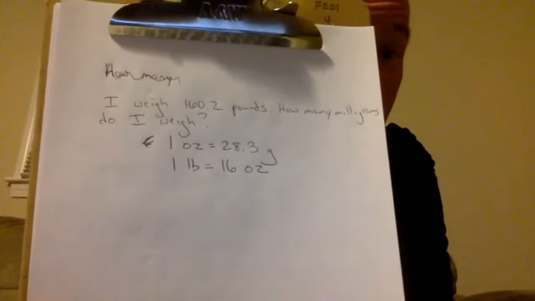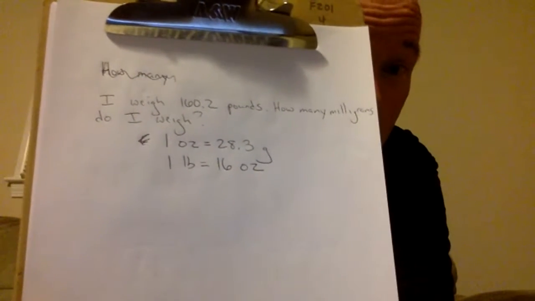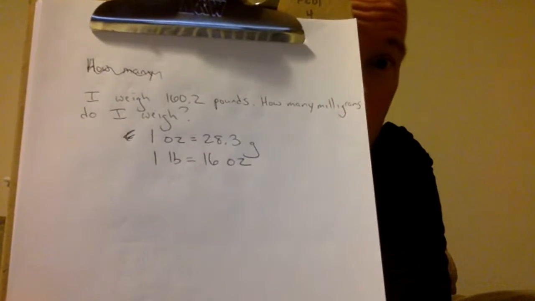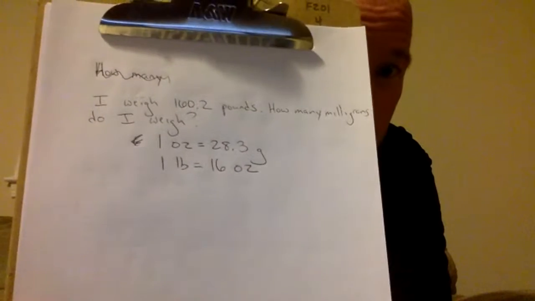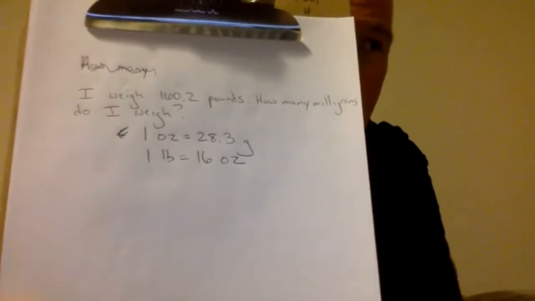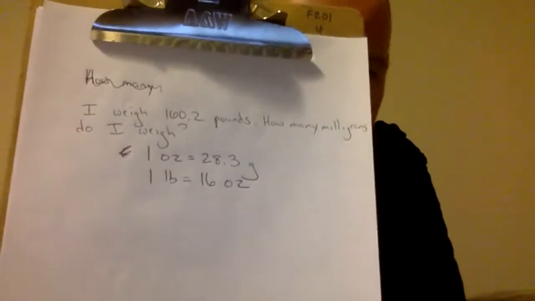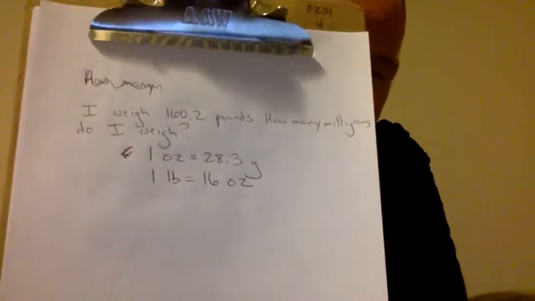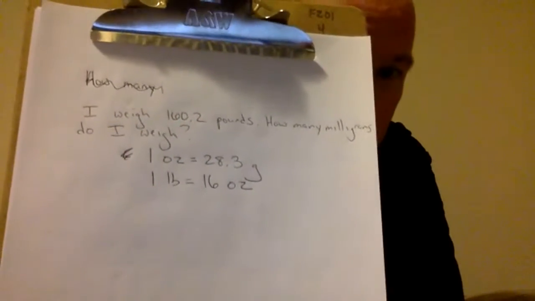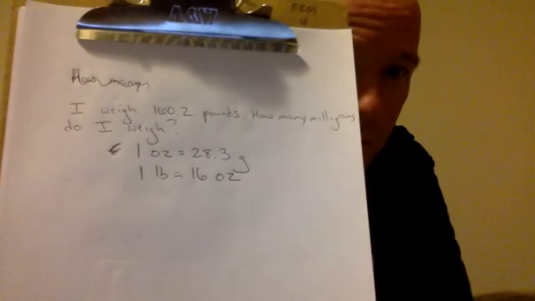So when we do dimensional analysis, there's always a number in the question where we're going to want to start. So read the question very carefully and look for some numbers. Sometimes the number might be written out. So look for a number. In this case, the number is pretty obvious. We're going to start with 160.2 pounds. So I'll go ahead and set this up, and then we can take it from there.